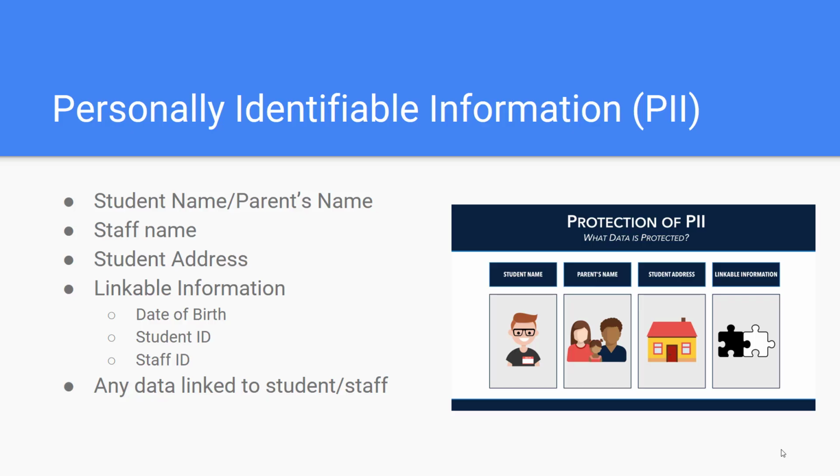What we're going to start talking about is personally identifiable information, also known as PII. PII can be anything from a student's name through a parent's name, staff name, address, phone number, date of birth, any type of ID, social security number, and any other data that can be linked to student and staff.